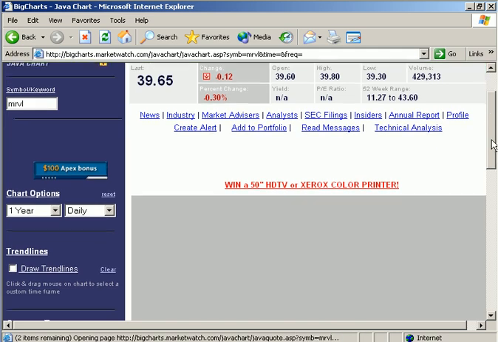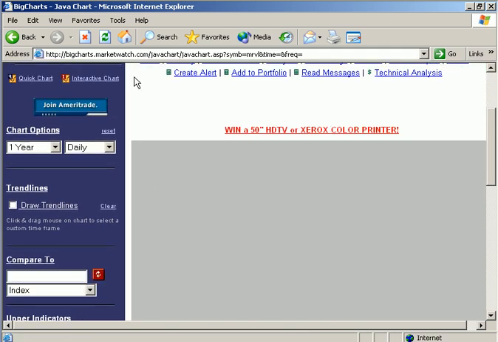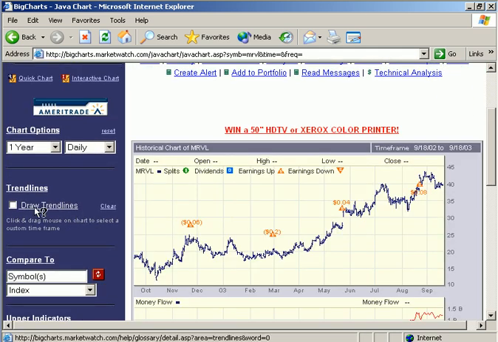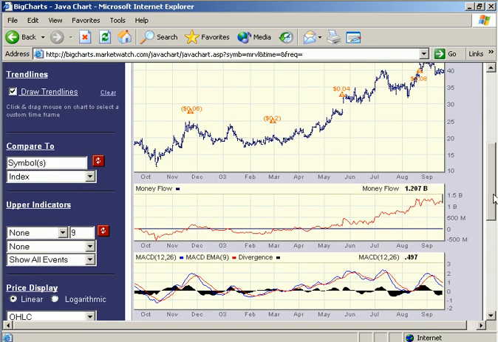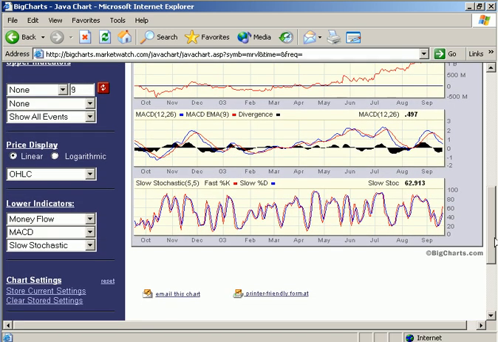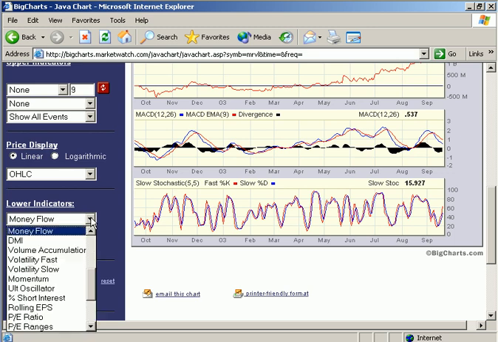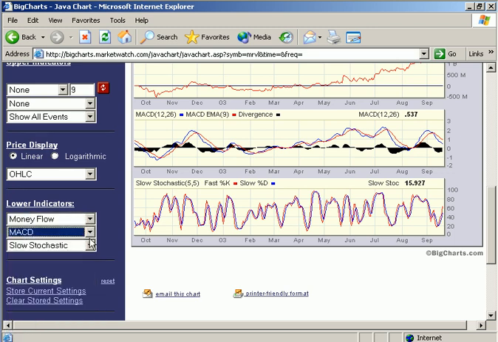Next, we're going to scroll down until we see draw trend lines, and put a check mark there by left clicking the mouse. Then we're going to go all the way down to where we see lower indicators. Here we see three different indicators. We want the first one set on money flow, the second one on MACD, and the third one on slow stochastic. If it's not already set there, you have a drop down by each one, and you can just set it.